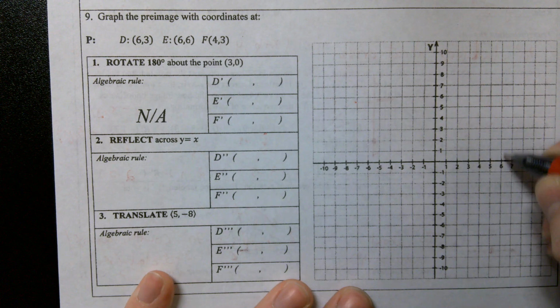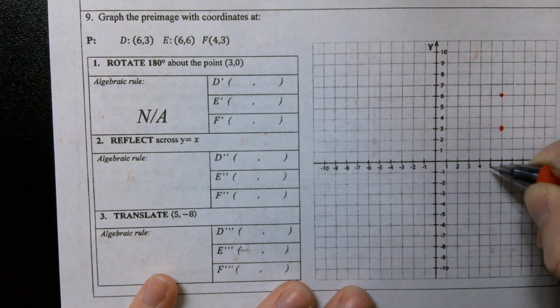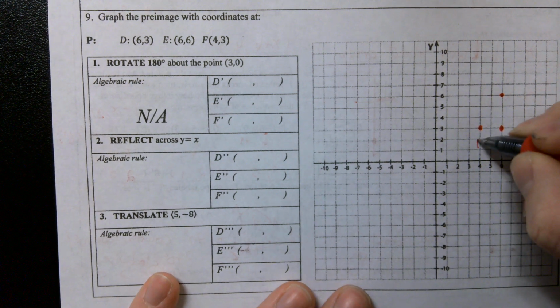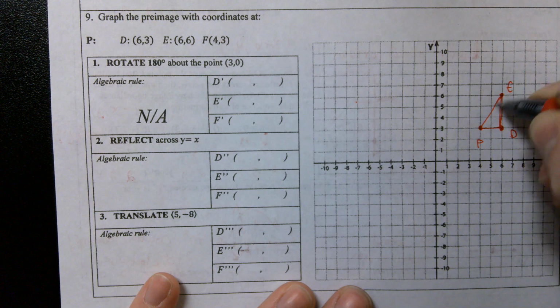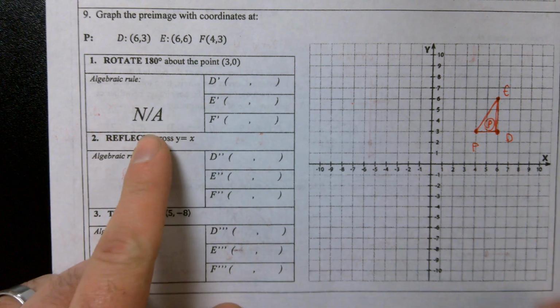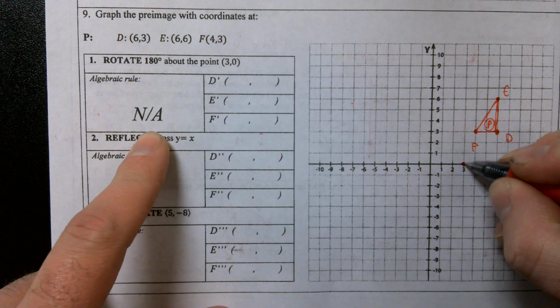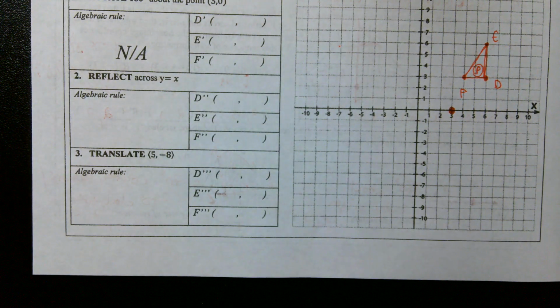6, 3, 6, 3, 6, 6, 6, 6, 4, 3, 4, 3. This is a tiny triangle. It's a little guy here. Here's my pre-image. Rotate 180 about the point 3, 0. What's the rule for this one? There is none. Here's 3, 0. All right. We can do our little turning turn.